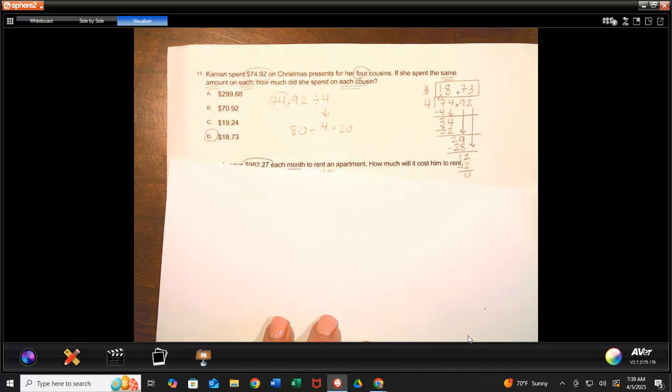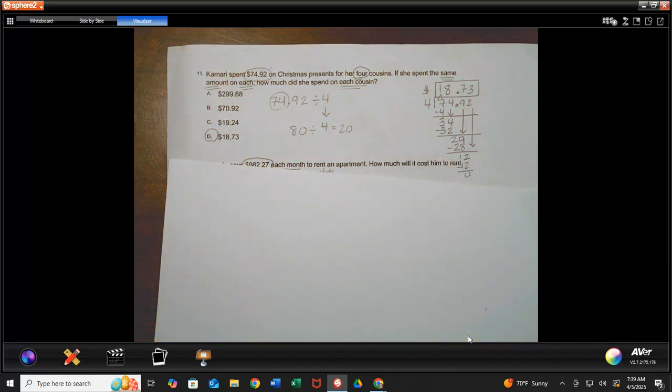Kamari spent $74.92 on Christmas presents for her 4 cousins. If she spent the same amount on each, how much did she spend on each cousin? So I kind of double underlined some of the key words that indicated to me that this probably is a division problem. All right, and then I put it through my sentence starter. Can I answer this question, how much did she spend on each cousin, by splitting $74.92 between the 4 cousins? And since the answer is yes, then I'm dividing.